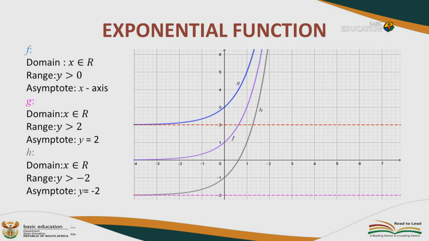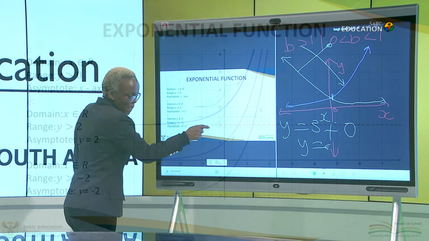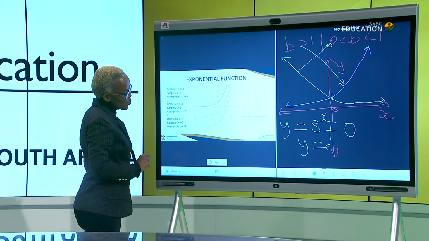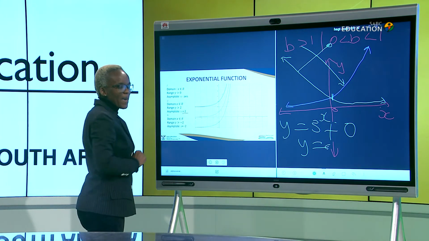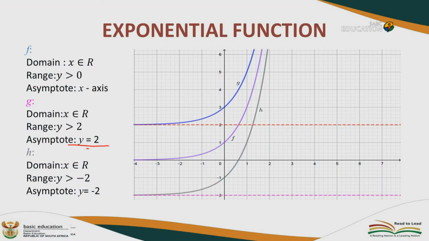So let's look at the three functions. Our f is our mother graph. g has shifted 2 units upward. h has shifted 2 units downward, because our q was 2 and our q is minus 2. So what will be our asymptote? Our asymptote will be y equals 2. Our asymptote is y equals minus 2. Now, the domain is still the same. The range is y greater than 0.